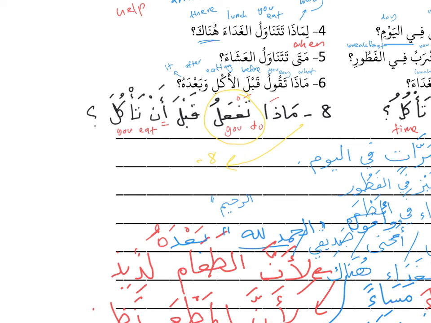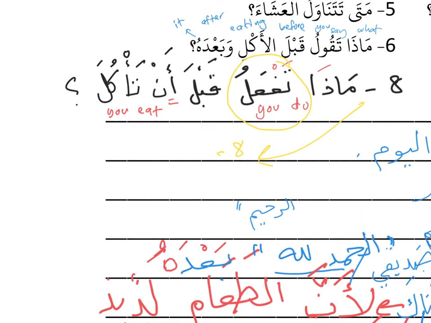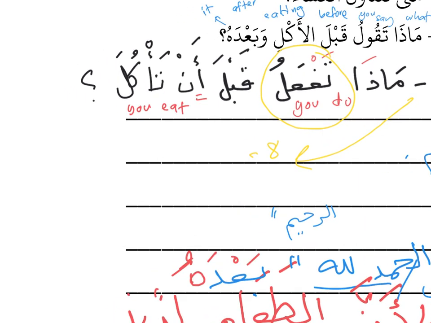Or maybe we can use another verb. We have learned how to say I wash my hand. What is that word? Aghsilu, from the lesson ghasala. This is the word to say I wash. Aghsilu, what do you wash? Aghsilu, hand. What is the word hand? Yad.